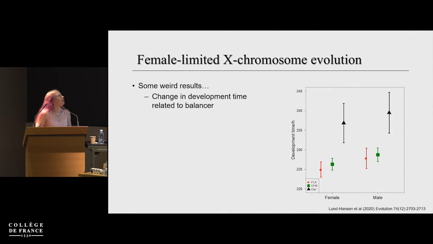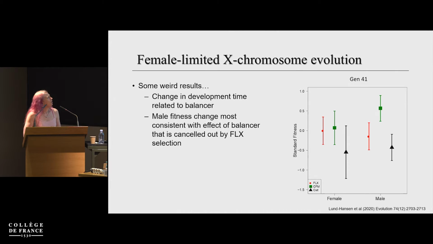So that was good. But then we did get some kind of weird results. This change in development time, which we would expect as a signature of feminization, we didn't only see in the FLX treatment, we also saw it in the CFM treatment, that is the methodological control. So this seems to be more some sort of confounding effect of the balancer, which was unexpected, because there's no reason why we would think that the balancer would have any sort of sex-specific benefit.